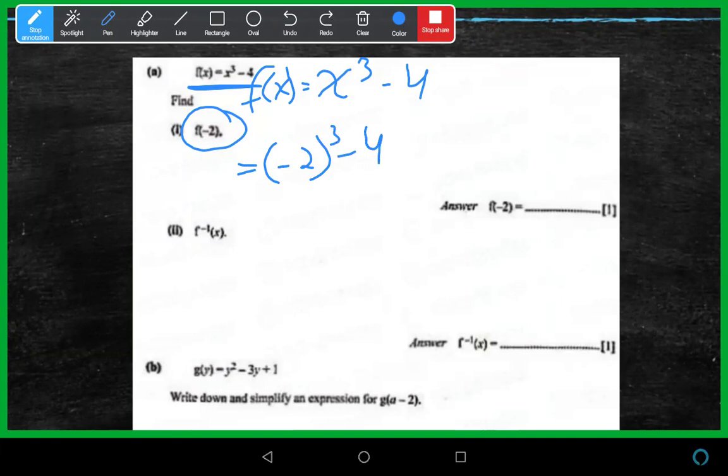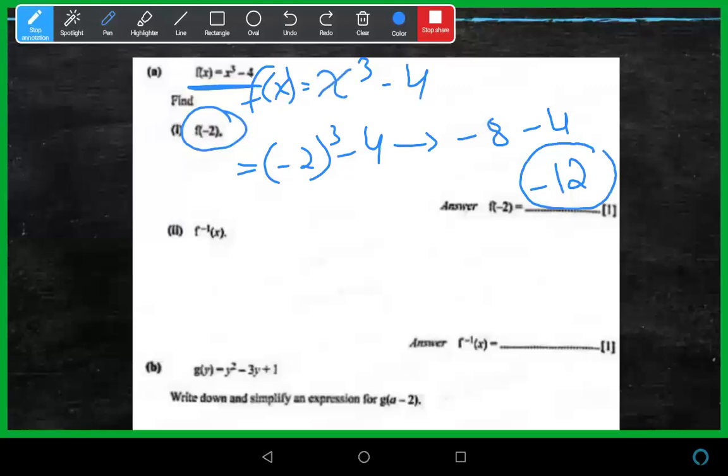So remember, minus 2 raised to the power 3. This will be minus 8 because the power is odd, so negative will remain negative. And 2 raised to the power 3, or we can say 2 cube, is 8. So it will become minus 12. Minus 8 and minus 4 will be minus 12. The answer is minus 12.